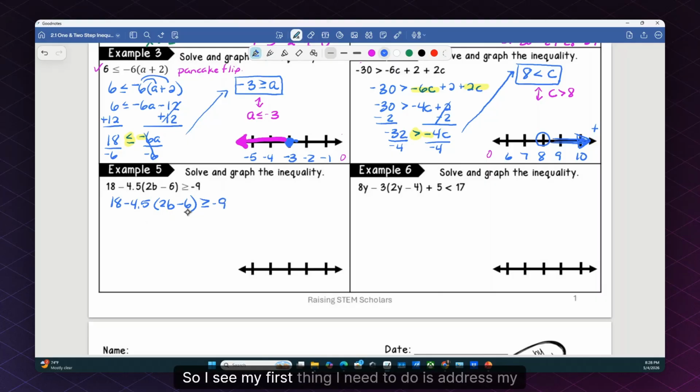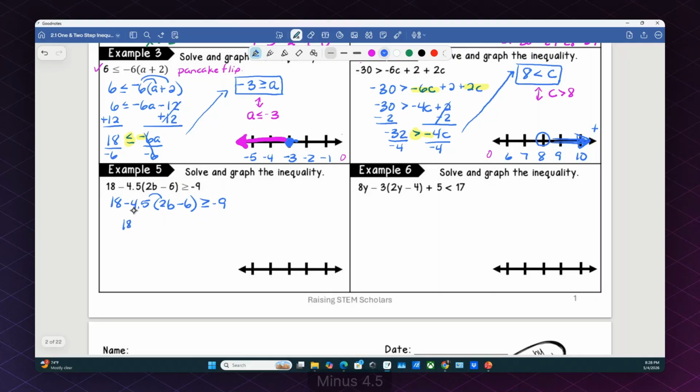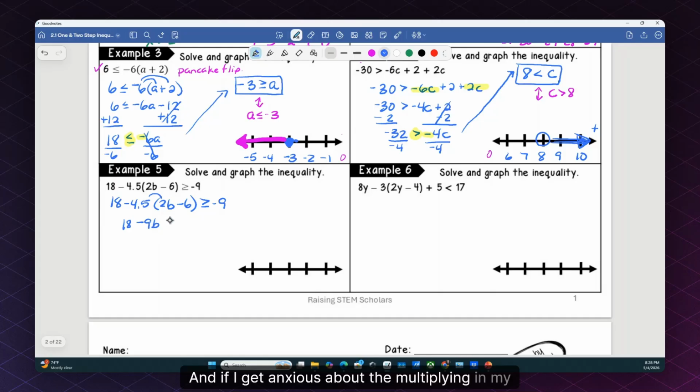So I see my first thing I need to do is address my parentheses. So I'm going to distribute. I'm just going to go ahead and write that 18 over again. Minus 4.5 times 2 is going to give me negative 9b. And if I get anxious about the multiplying in my head, I'm going to grab my calculator. Okay, so that's no big thing. We can do that. Negative 4.5 times negative 6.